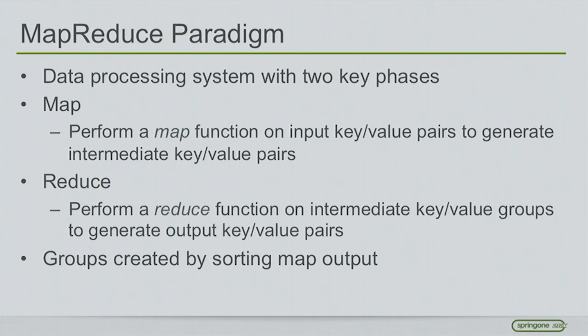Whether I'm doing a word count, whether I'm pulling stuff out of an image, whether I'm ripping images out of a PDF, whatever it is. It has input key value pairs and output key value pairs. And then there's a reduce phase, which performs a reduce function over intermediate key value groups to generate output key value pairs. So the stuff that is output from the mapper is input into the reducer as groups. And these groups are created by sorting the map output on key.